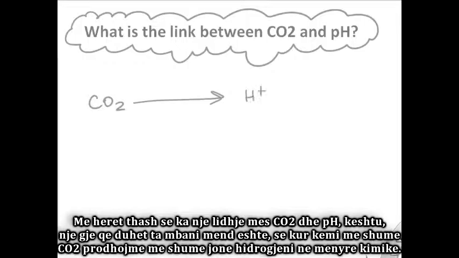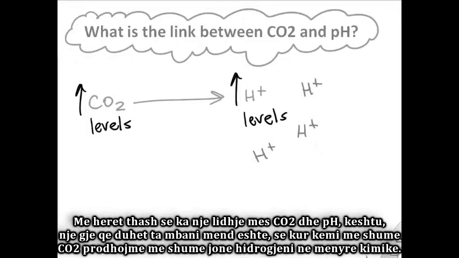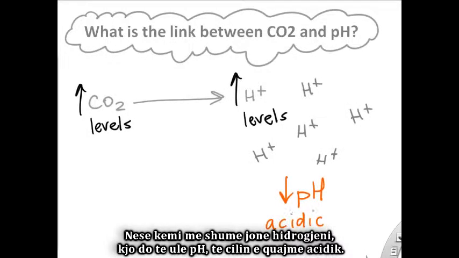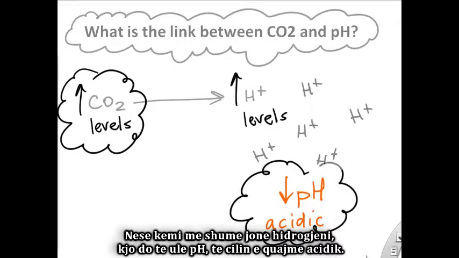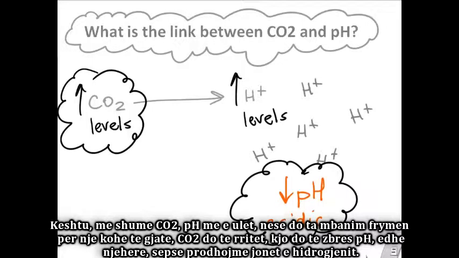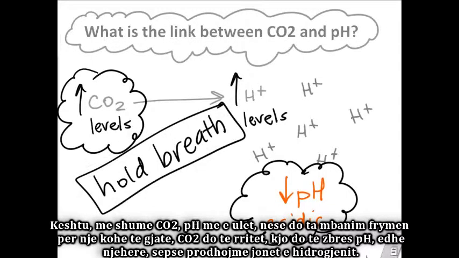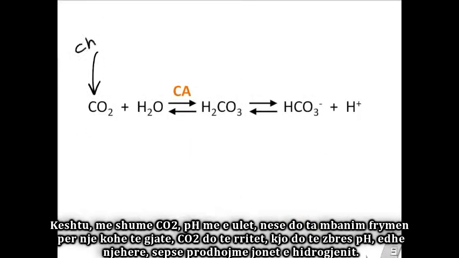So earlier I said there was a link between CO2 and pH. One of the things I want you to remember is when you have more CO2, you make more hydrogen ions chemically. If you have more hydrogen ions, that reduces your pH, which we call acidic. All right, so more CO2, a lower pH. If you were to hold your breath for a long time and your CO2 went up, that would make your pH go down, again, because you made all those little hydrogen ions.